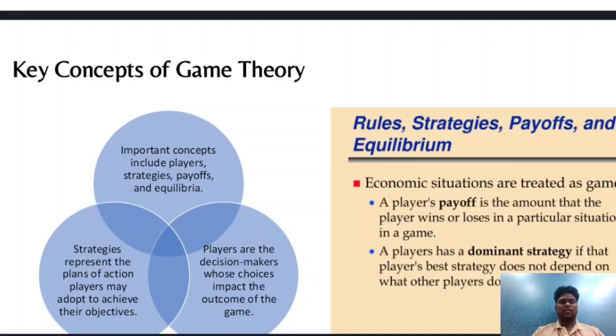Rules, strategies, payoffs, and equilibrium. Economic situations are treated as games. A player's payoff is the amount that the player wins or loses in a particular situation in a game. A player has a dominant strategy if that player's best strategy does not depend on what other players do.